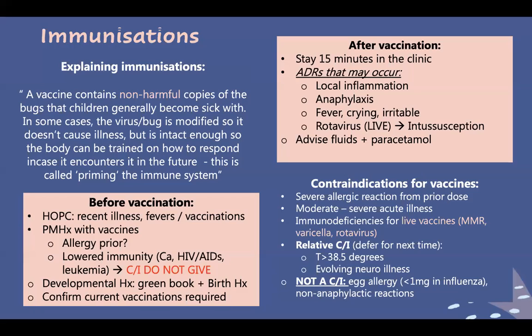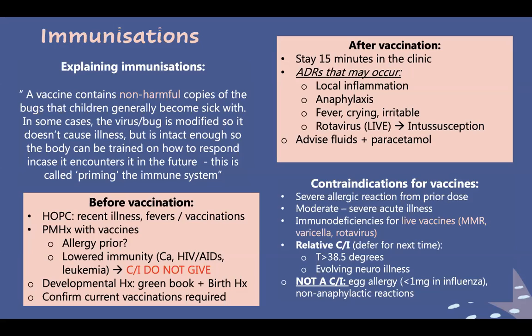So in terms of before vaccination, obviously ask them, have they had any recent illnesses? Have their vaccinations been up to date? What is their past history and how have they previously reacted to vaccines? Have they had an allergic reaction before? Do they have lowered immunity? In cases of cancer, HIV, AIDS, or leukemia, where they're immune suppressed, it is a contraindication to vaccination, so you would not give it.